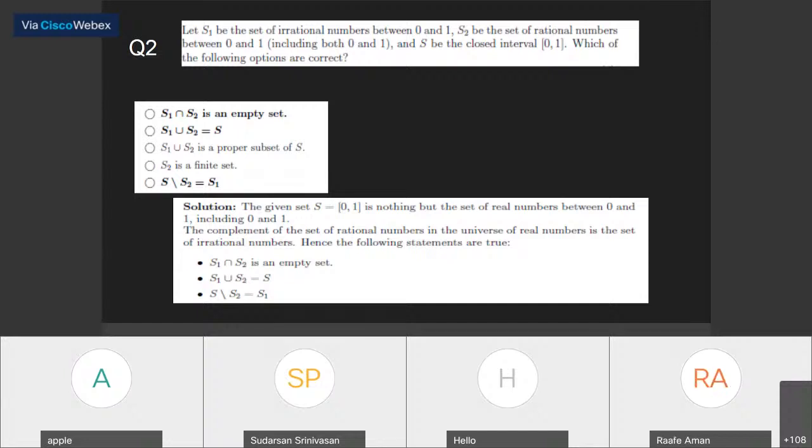Is it clear? Yes, sir. Individually S1 and S2 can be said to be proper subsets of S. But S1 union S2, since it's equal to S itself, it cannot be a proper subset of S. It can be a subset of S because it equals S. I hope it is clear to the person who asked this. If you say yes, we can move to the next question. Yes, sir, it is. Thank you.